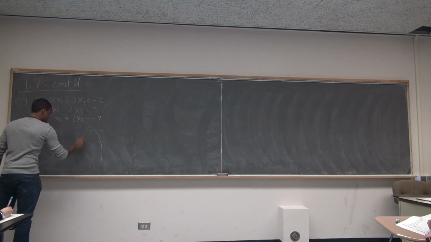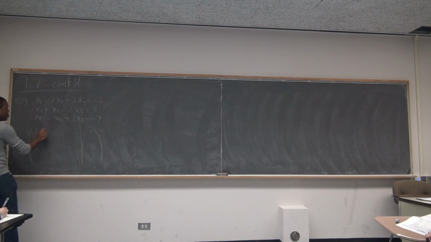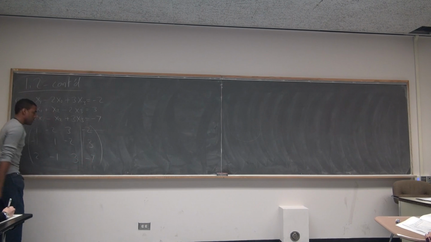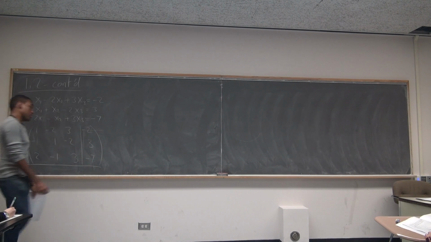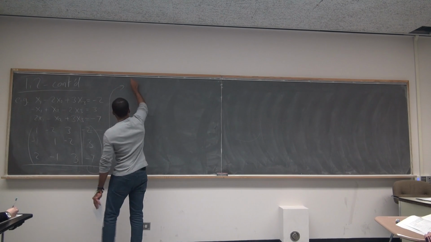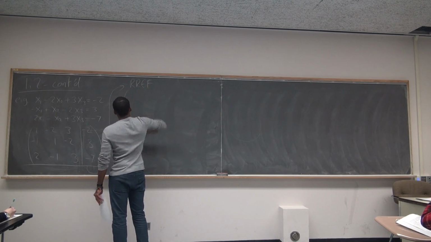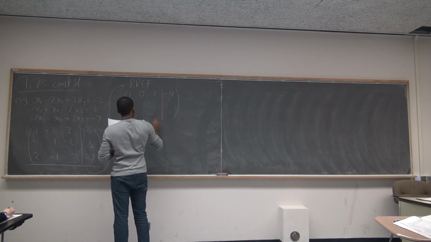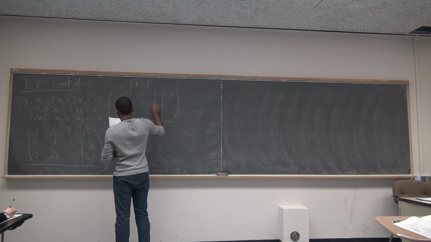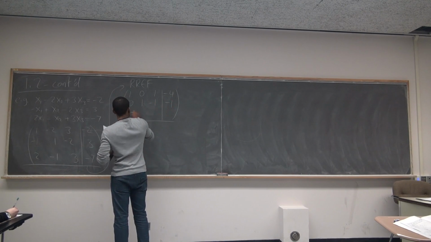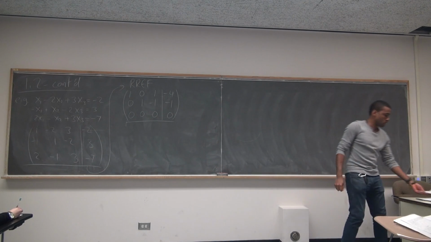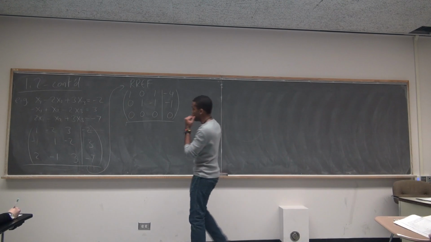The augmented matrix, what does it look like here? 1, minus 2, 3. Minus 2, this part is okay. 1, minus 2, 3. 2, minus 1, 3, minus 7. I'll skip the details. Basically, the reduced echelon form of this would end up looking like this. Try this at home. You might end up with something like a row of zeros. So that will end up being the reduced echelon form here.